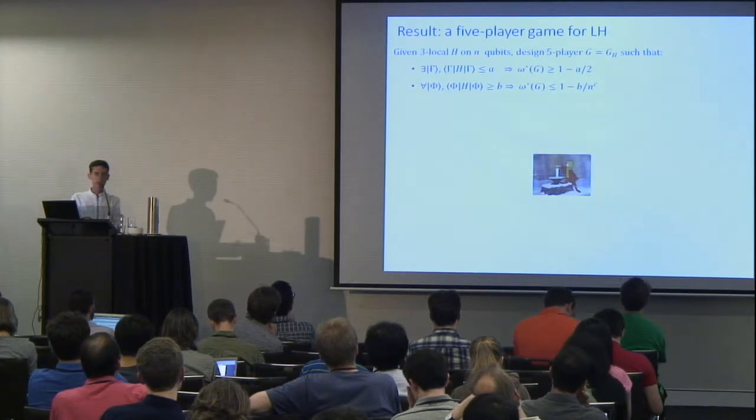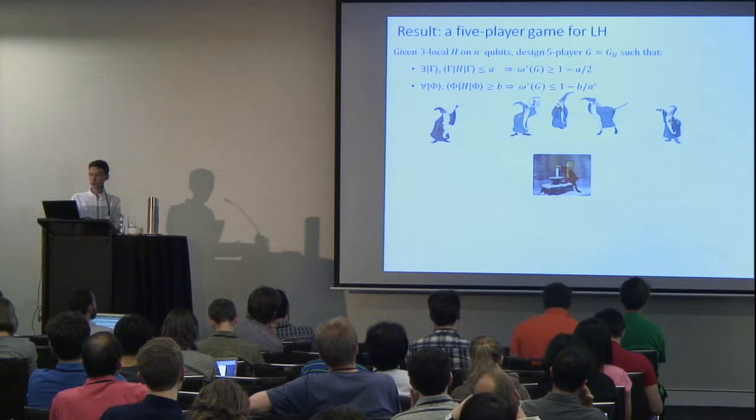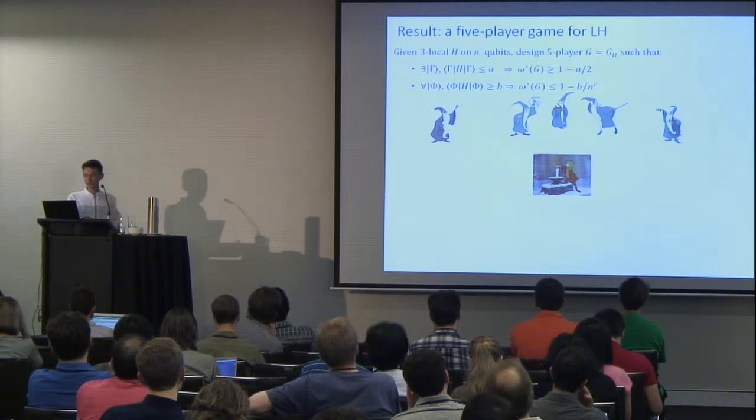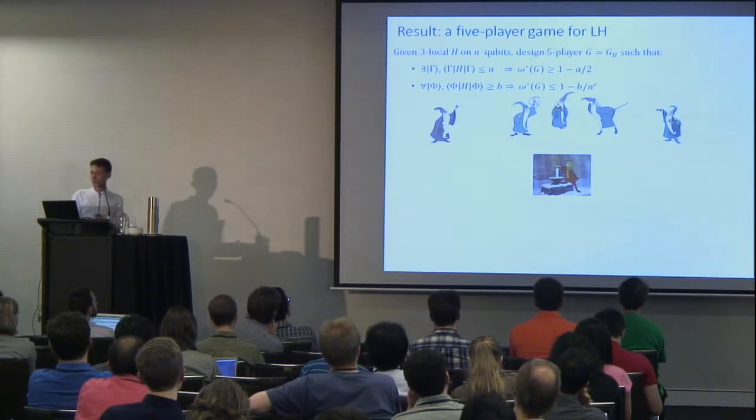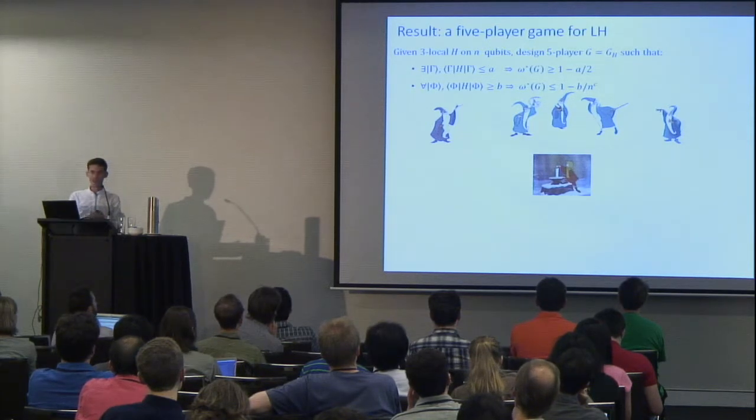So the game will look something like this. Arthur now is not interacting with 2 Merlins, but he's interacting with 5 Merlins.